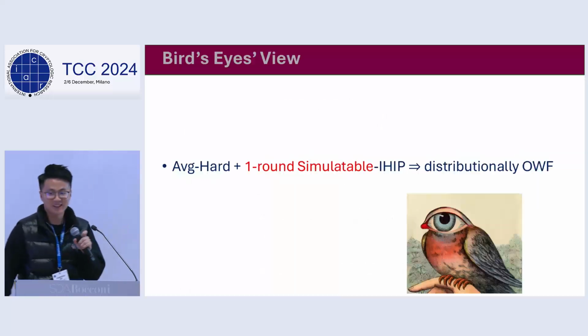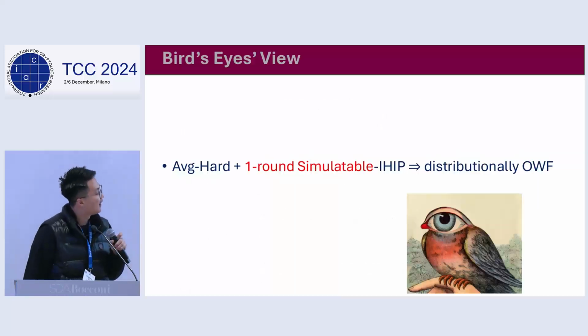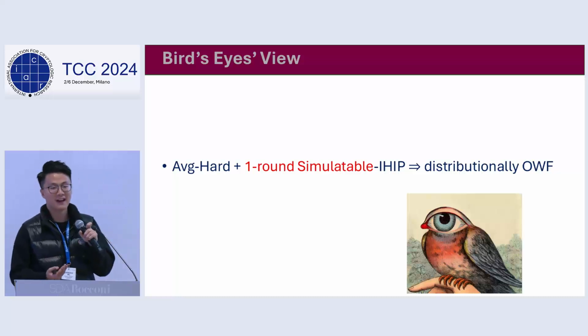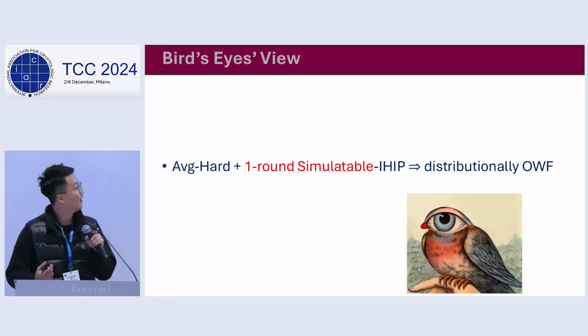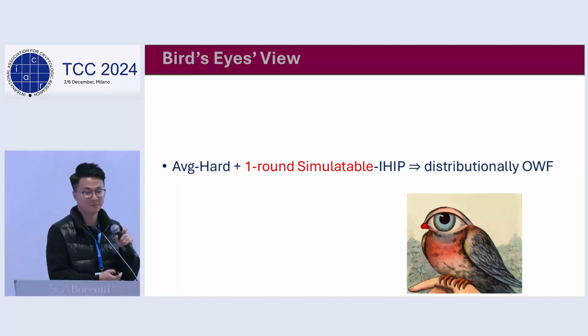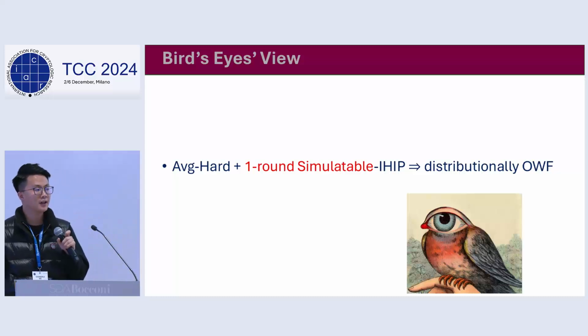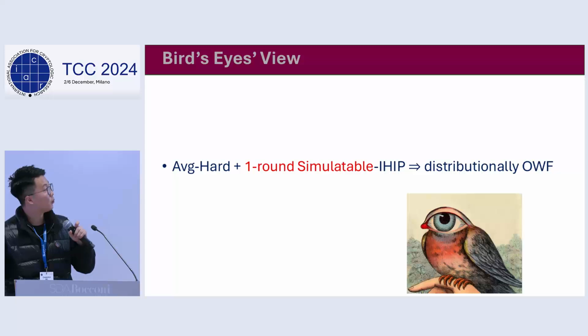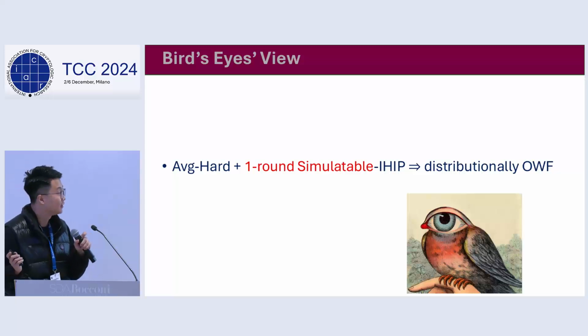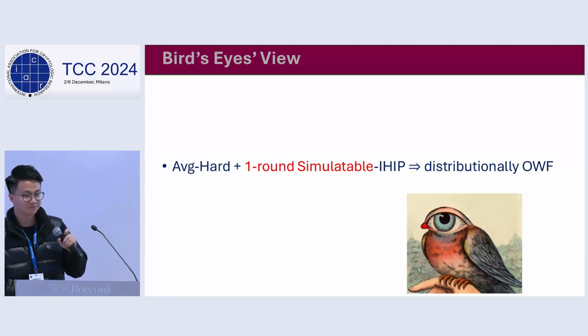Due to time constraints today, I'm not able to cover all of them. Instead, I will show the following statement as a bird's-eye view of our hard-HIP implication to one-way functions. I'll show that if any language that is average-case hard and has a one-round simulatable HIP, then there exists a distributional one-way function.